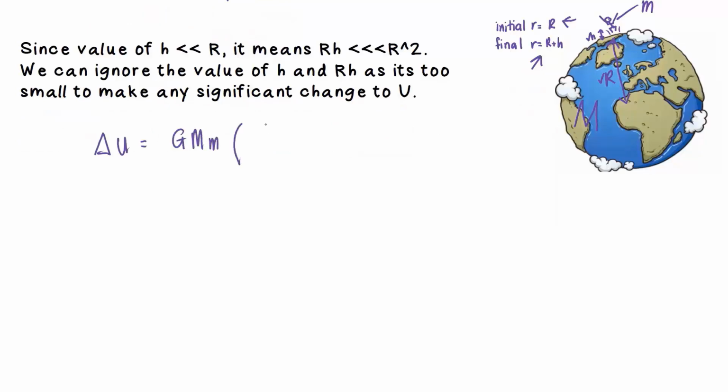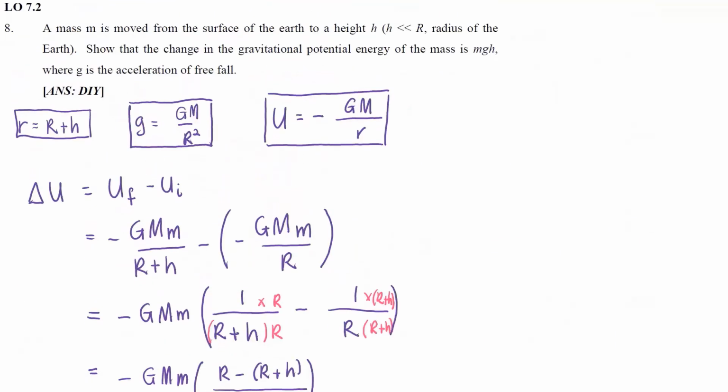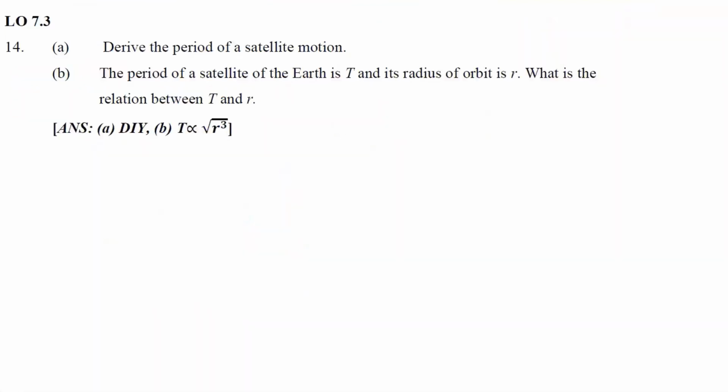Hence our new delta U equals GMm times h over R squared. Okay, let's rearrange. We have delta U equals m, then I put in brackets GM over R squared, times h. GM over R squared, if we look at the top, equals g. So when we substitute it back, we will get mgh. Proven! Yay!